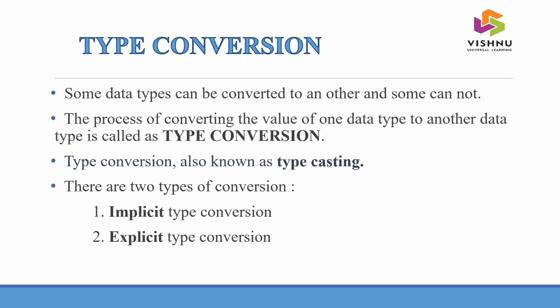Type conversion. What is type conversion? It is nothing but the process of converting the value of one data type into another data type. It is also known as typecasting. There are two types of type conversions: implicit type conversion and explicit type conversion.